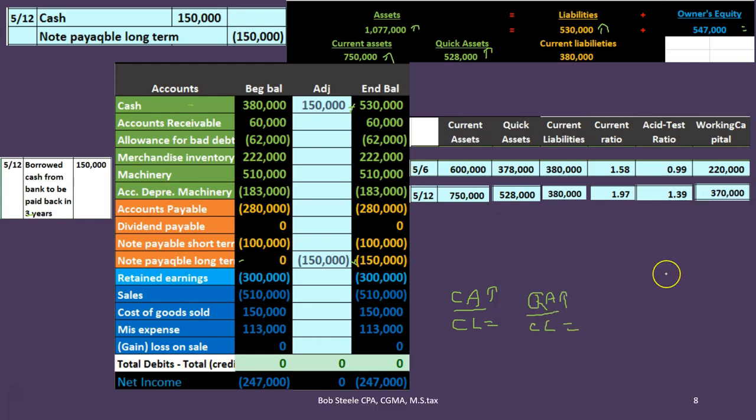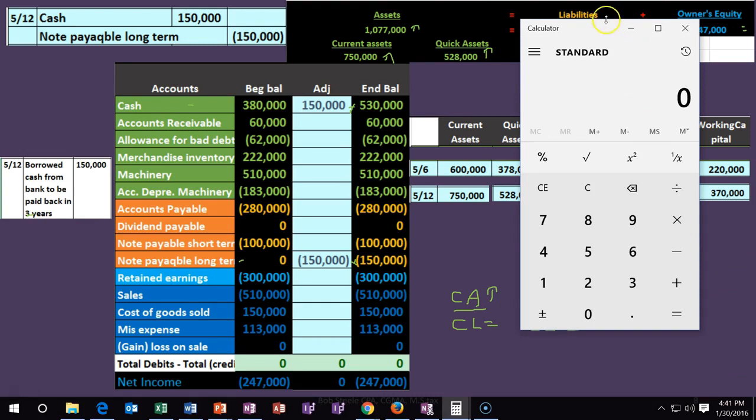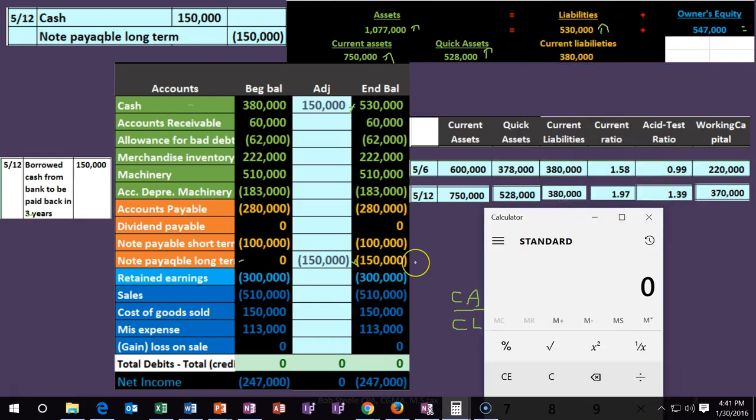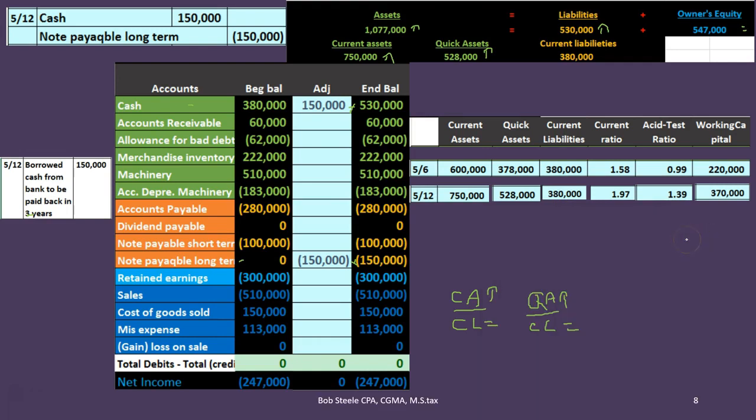And then we've got the working capital, which has also gone up here. And that's going to be the 750,000 current assets minus the current liabilities of the 380,000. So that's going to be that one. Now note the difference between this one and of course the last one being long-term note versus the short-term notes.